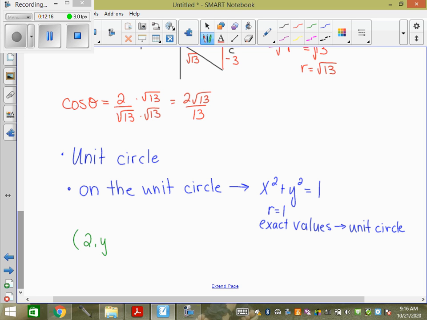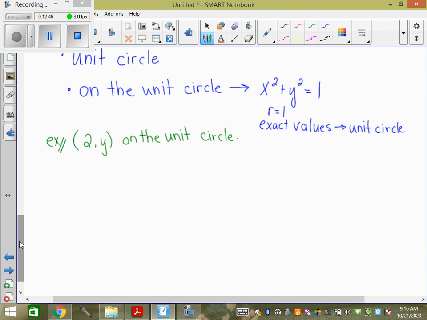2 comma y is on the unit circle. And then I would make you solve for y, correct? Indirectly making you fill it into what? X squared plus y squared equals 1. Okay? Now you would get 2 solutions, wouldn't you? You get a positive and a negative. So unless I give you a quadrant, your y will be plus or minus. You get 2 quadrants.